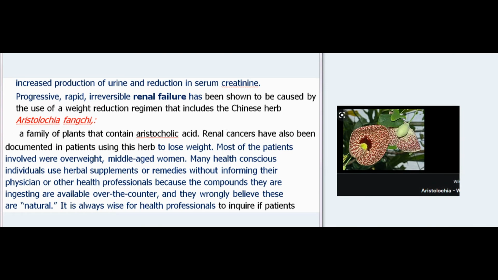Progressive, rapid, irreversible renal failure has been shown to be caused by the use of a weight reduction regimen that includes the Chinese herb Aristolochia fangchi, a family of plants that contain aristolochic acid. Renal cancers have also been documented in patients using this herb to lose weight. Most of the patients involved were overweight, middle-aged women.